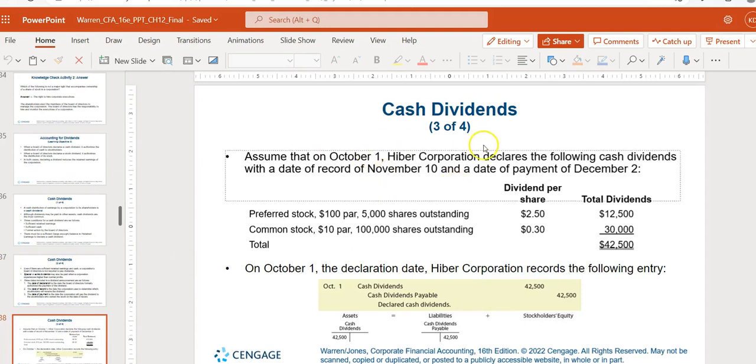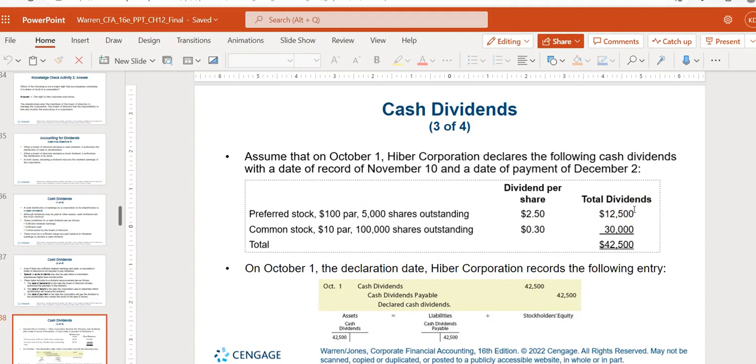Okay, assume that October 1st we declare a dividend. I've got $100 par, 5,000 shares outstanding. I'm going to look at that and say, okay, somewhere in there they've got a percentage. So it's probably 2.5% or something. Each share is going to get $2.50. And so I've got 5,000 shares multiplied by the $2.50. So that's what needs to be paid to my preferred stockholders.